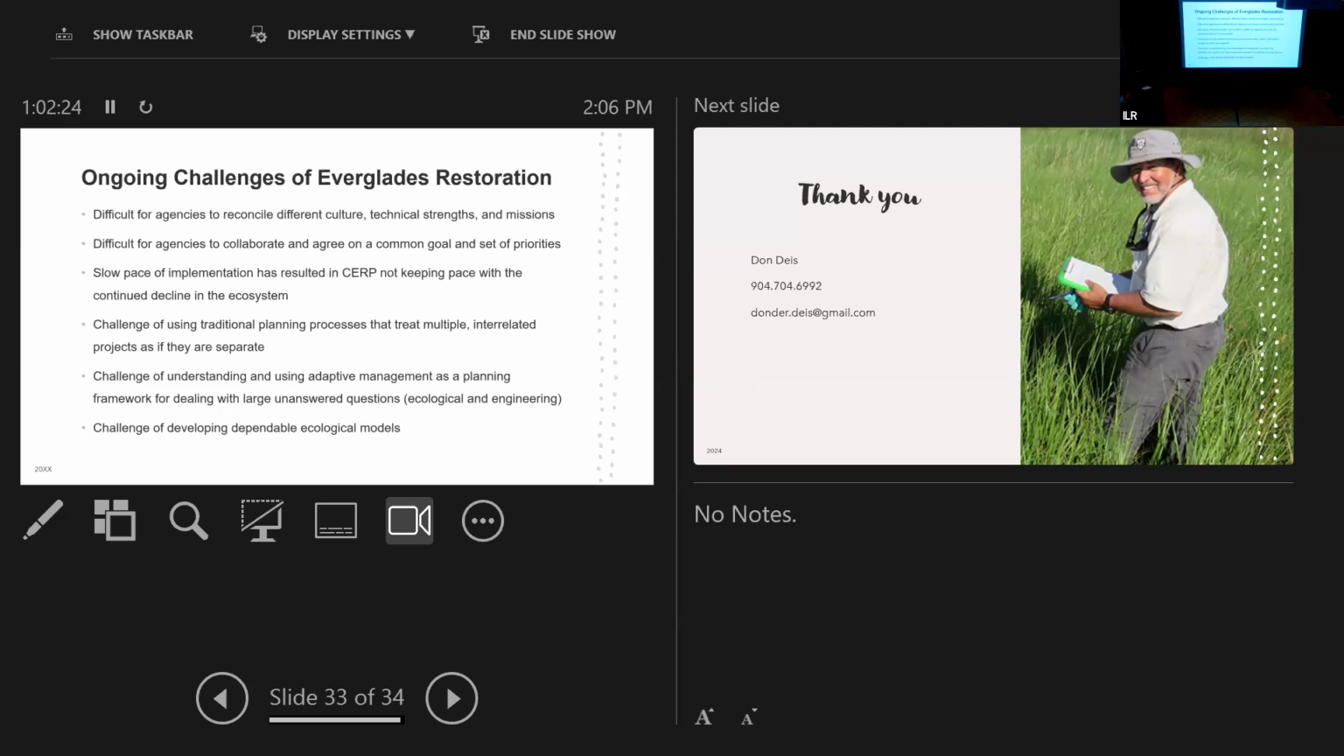And then the next one is it's difficult for agencies to collaborate and agree upon a common goal and a set of priorities. It sounds the same, but I'll give an example of that. The Everglades restoration was not supposed to be about any one particular species. It's supposed to be about getting the habitat back together, getting everything back together, and then we'll get everything back, hopefully. But what's held up the rehydration of Shark River Slough down in Everglades National Park is the Cape Sable seaside sparrow.